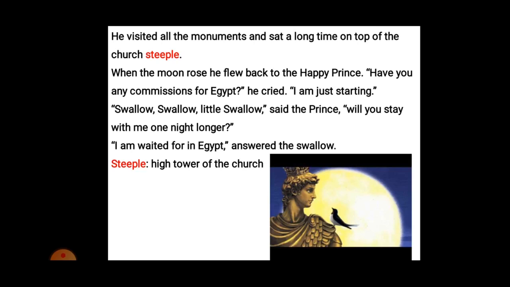Steeple, that is the high tower of the church. So in the beginning of the day, in the morning, he was wandering. He was flying over all the city. He visited all the monuments which were set in that city, and then for a long time he sat on the top of the church tower. He was very happy that he is going to Egypt, but when he came back to the prince, the prince again requested him to stay with him for one night longer. Then the swallow replied that he is being waited for in Egypt.